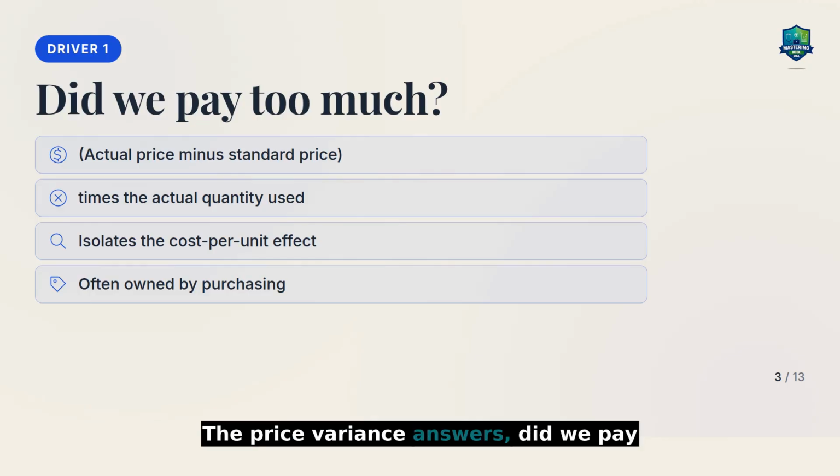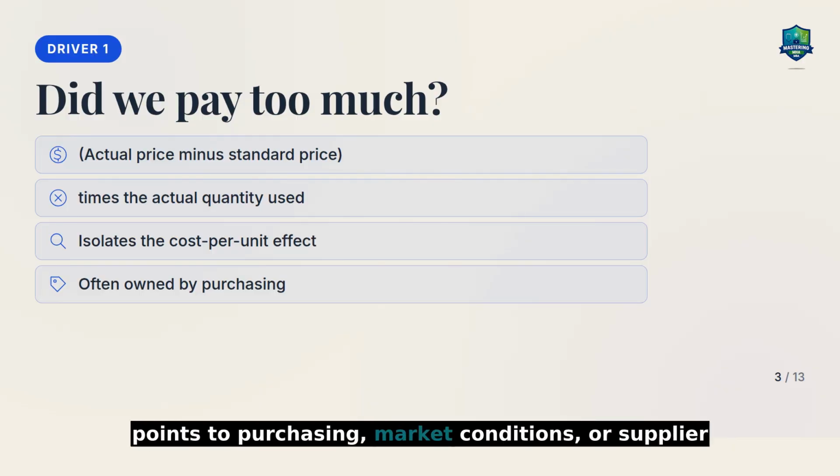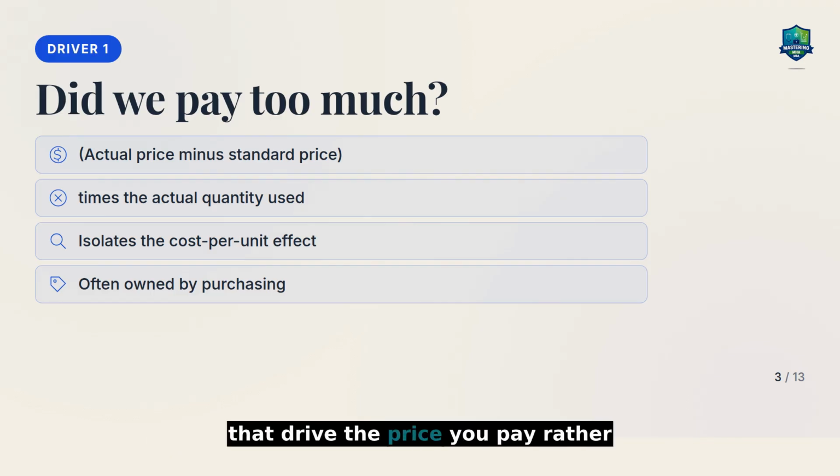The price variance answers, did we pay more or less per unit of input than the standard? The formula is the difference between the actual price and the standard price, multiplied by the actual quantity of input you used. Holding quantity at actual, you change only the price, so you isolate the pure effect of paying a different rate. If steel cost more per ton than budgeted, that shows up here.